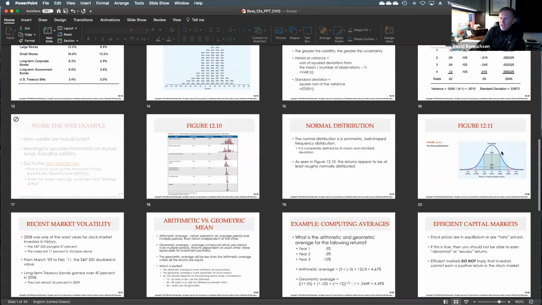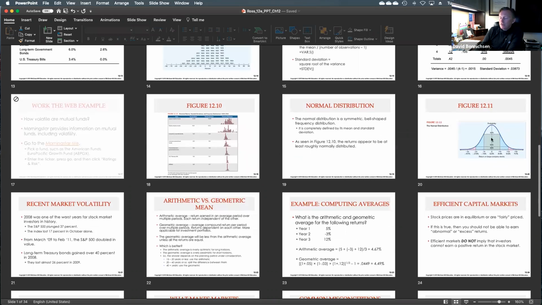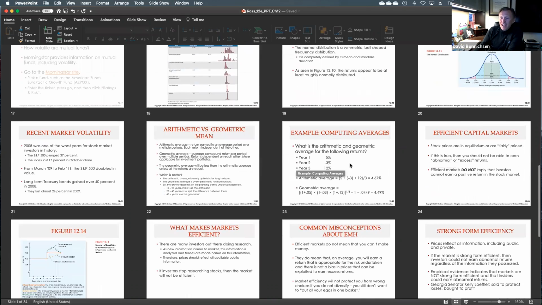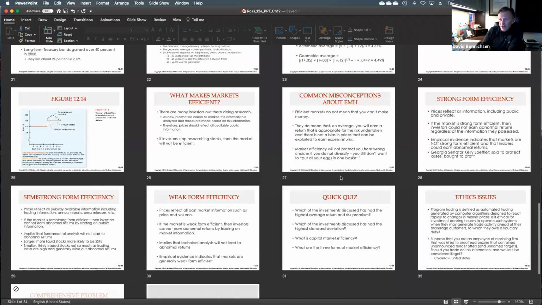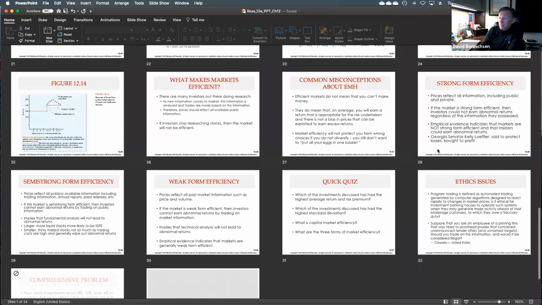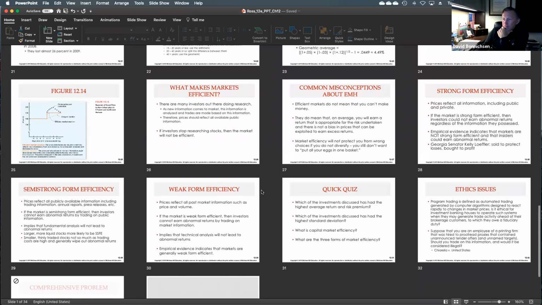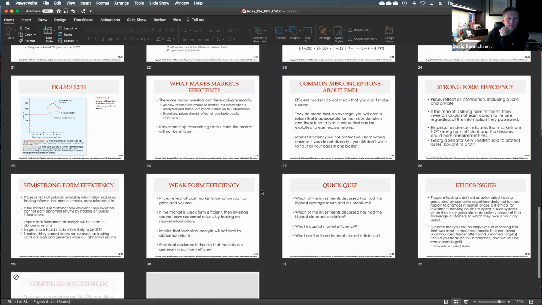You're going to have to understand the concept of probability distribution around the mean, plus or minus 1, 2, 3 standard deviations around the mean. You're going to have to understand how to calculate arithmetic and geometric averages. And you're going to need to understand the differences between strong form, semi-strong, and weak form markets as it relates to the efficient market hypothesis. Any questions?